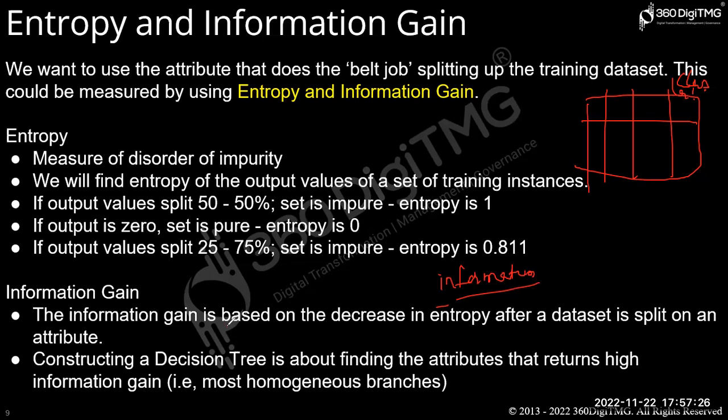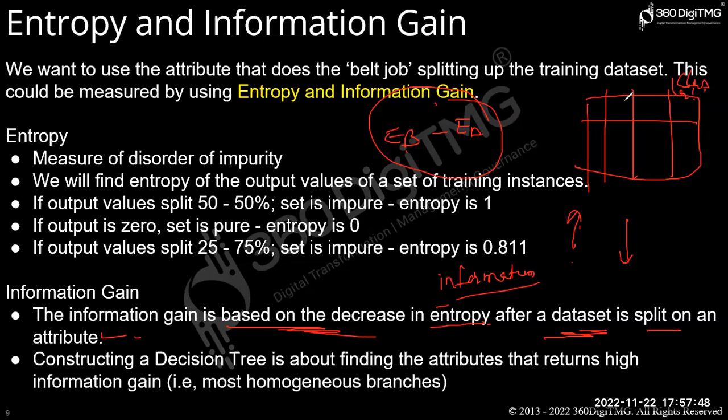The information gain is based on the decrease in entropy. If you have less entropy, then we will have maximum information gain. Entropy after the data set is split on an attribute. So what we will be doing is entropy before split and entropy after split. Before split, we have one data set, and it is the same for all. After split, it will vary for the various features that we are considering. That difference we'll call information gain.